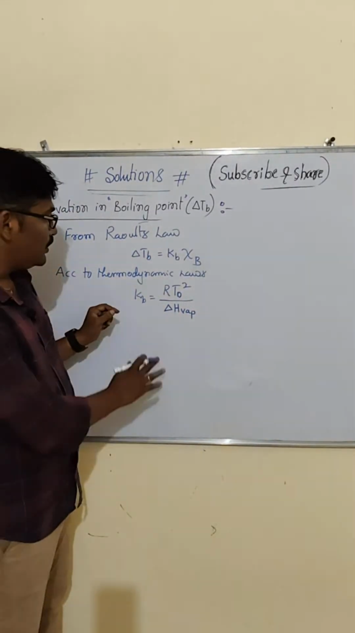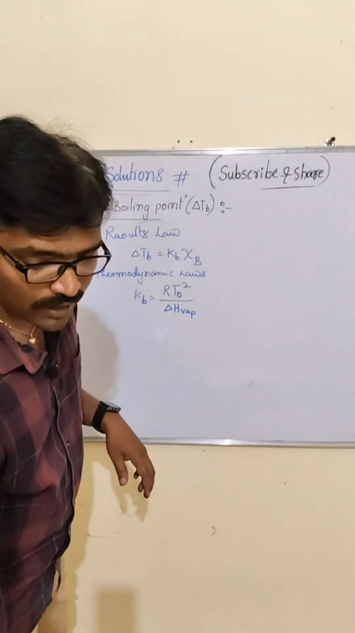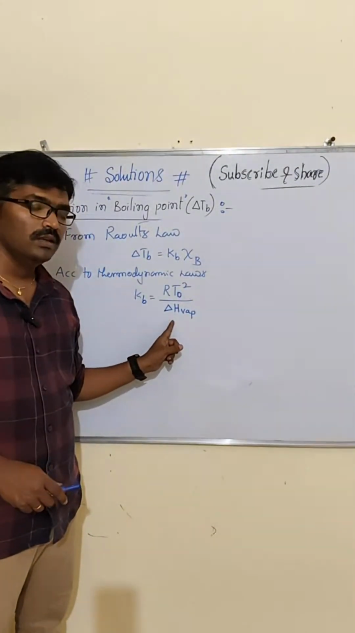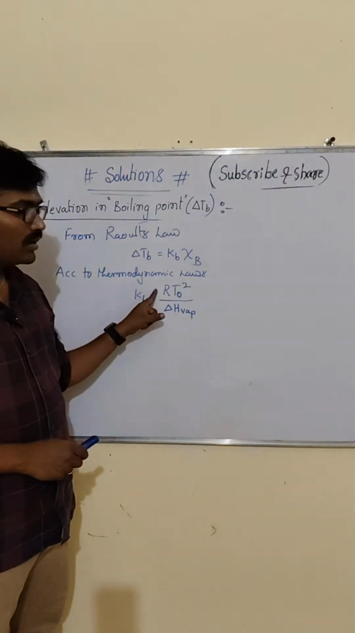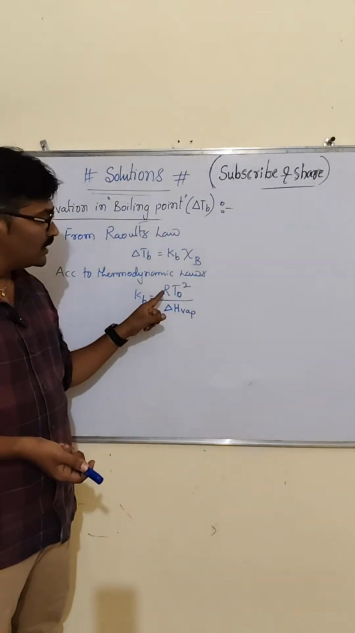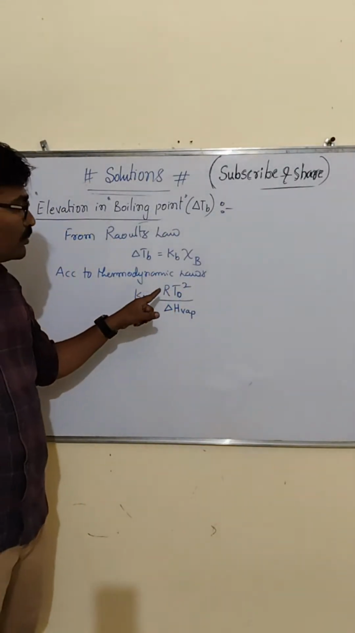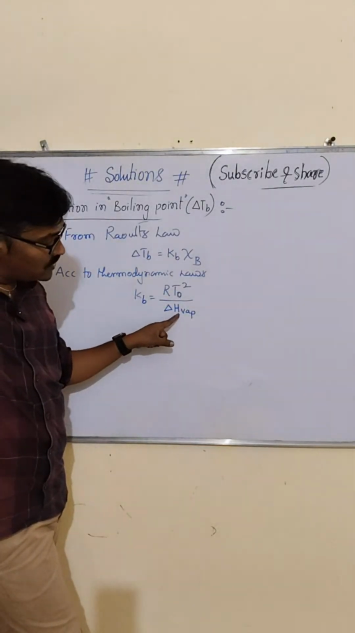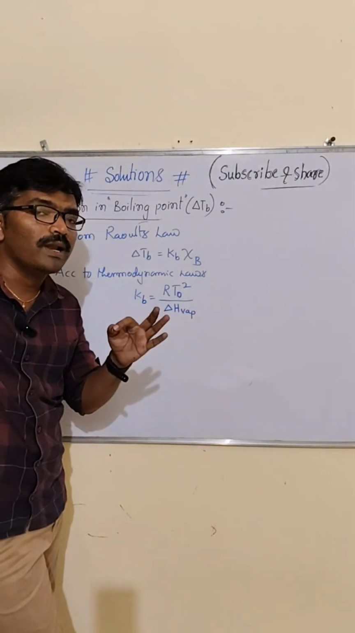Remember, Kb is derived from thermodynamics. So R is the ideal gas constant, T naught is the boiling point of the pure solvent, and delta H VAP is the change in the enthalpy of vaporization.